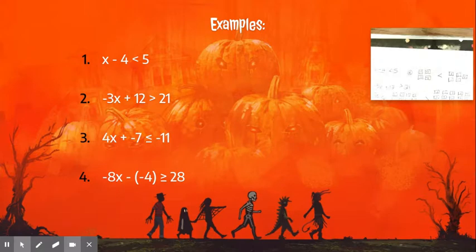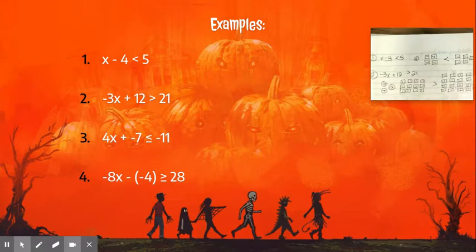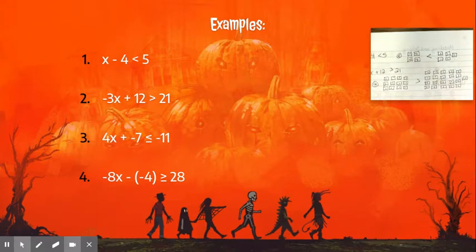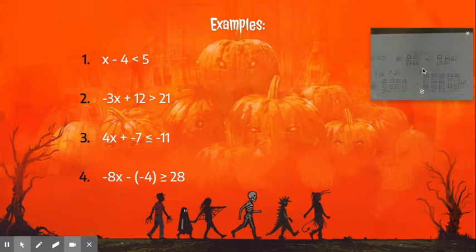Okay. I have the models we drew for it already. X minus 4 is less than 5. So x minus 4 is less than 1, 2, 3, 4, 5. Let me make this bigger for you.